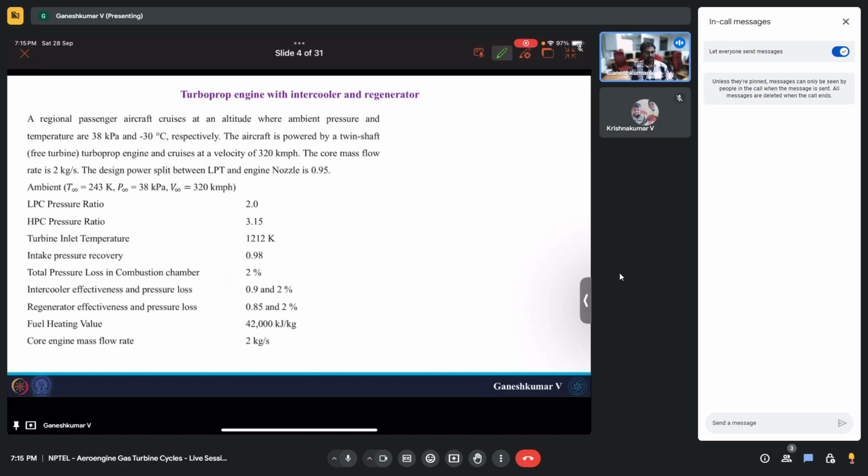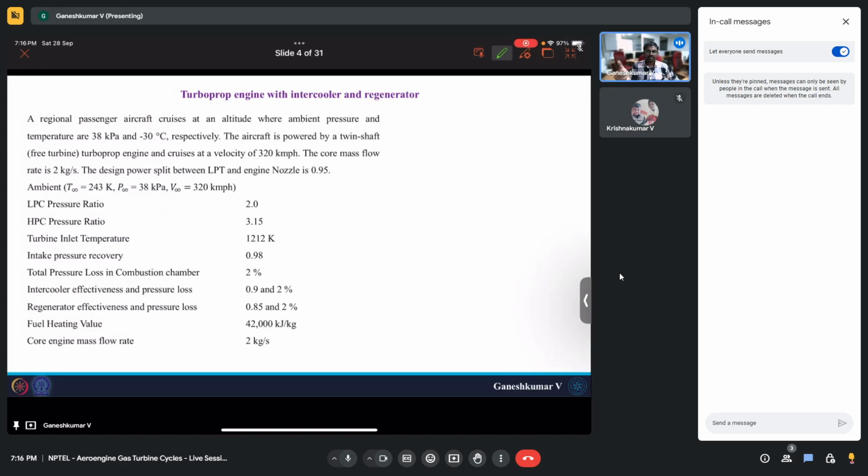In your lectures, what you must have noticed is we have only one compressor, and that compressor's pressure ratio is 6.3. Here we have divided it into two. However, the overall pressure ratio is still 6.3. So 2 times 3.15 is 6.3. And turbine inlet temperature is 1212 Kelvin. Intake pressure recovery is 0.98, same as in the lectures, and total pressure loss is 2%.